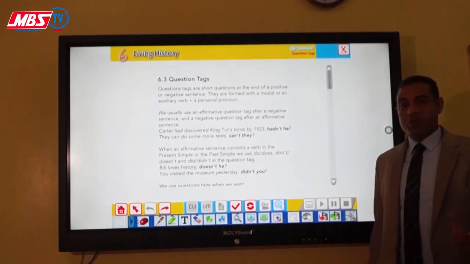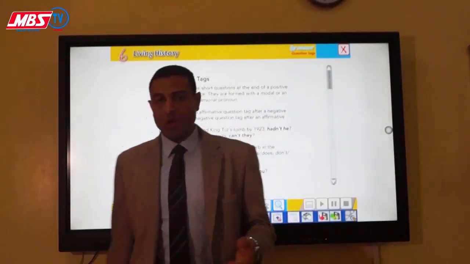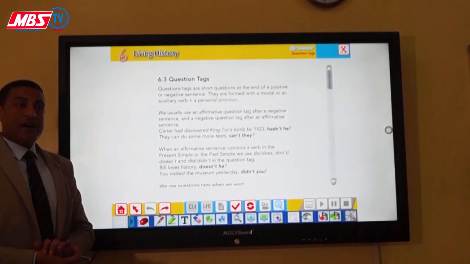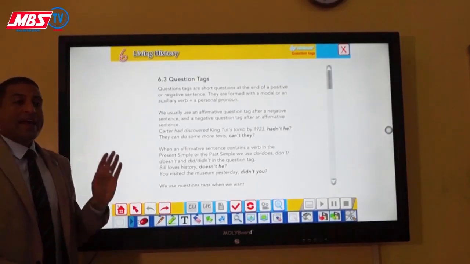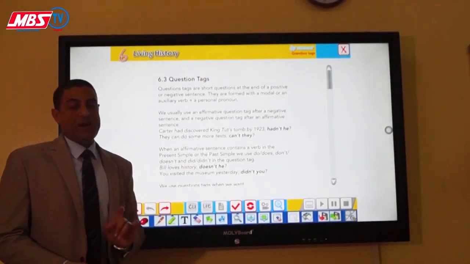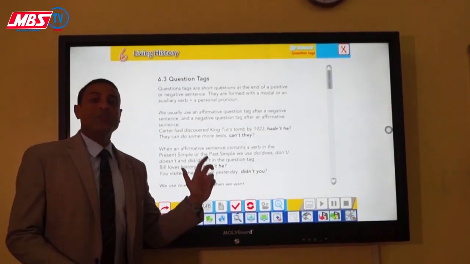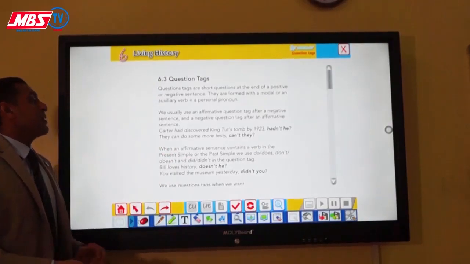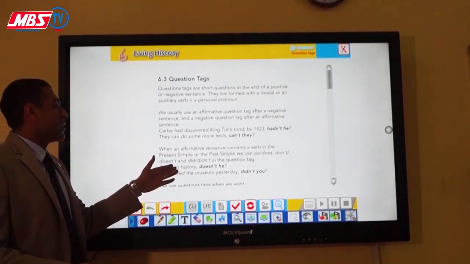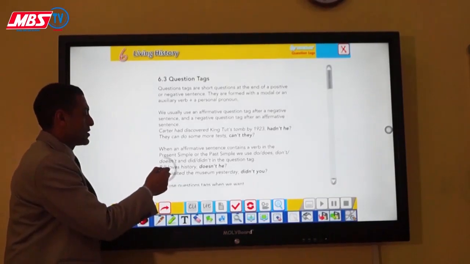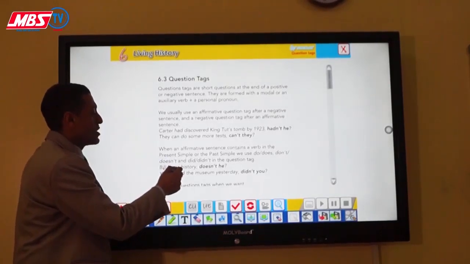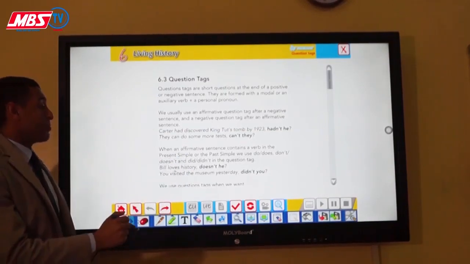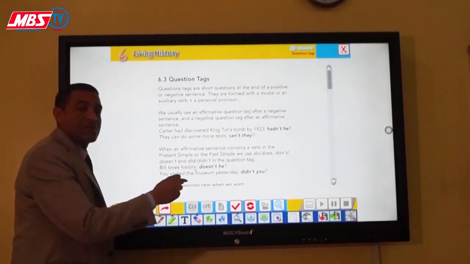You know that in the present simple we use the infinitive form of the verb, and sometimes with singular nouns and third person singular pronouns, I add S to the end of the verb. So here, Bill loves. Bill here is singular, loves, so the verb ends in S. So here my question tag will be doesn't.